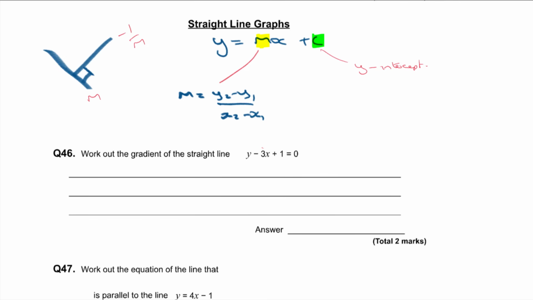So if I take the minus 3x and move it over, and the plus 1 and move it over, I'm going to get y is equal to, it's going to be positive 3x if I move it over the equal sign, minus 1. Okay, now it looks like y equals mx plus c, where m is 3, look, and c is minus 1. So what is the gradient of this straight line? It's going to be 3, isn't it?